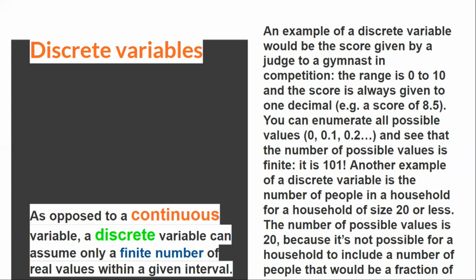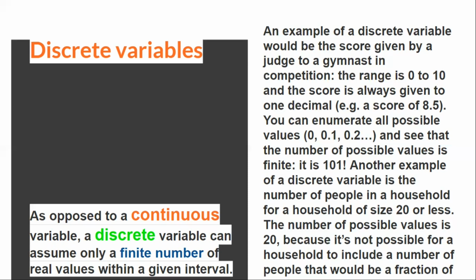An example of a discrete variable would be the score given by the judge to the gymnast in a competition. The range is 0 to 10, and the score is always given to 1 decimal, for example a score of 8.5. You can enumerate all possible values: 0.0, 0.1, 0.2, and so on, and see that the number of possible values is finite. It is 101 possible values that you can have as a score for the gymnast.